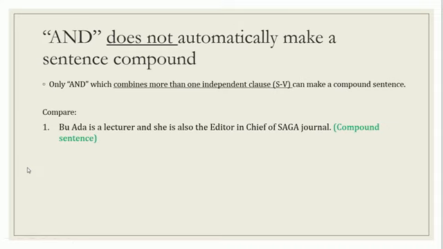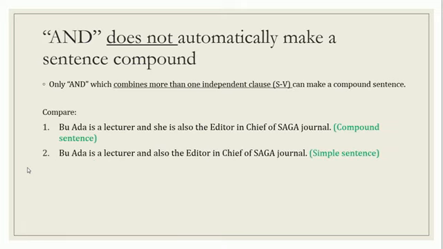This sentence is still called a compound sentence because the sentence still has more than one finite verb. So that is how we can differentiate between simple sentences and compound sentences when we use the word and.